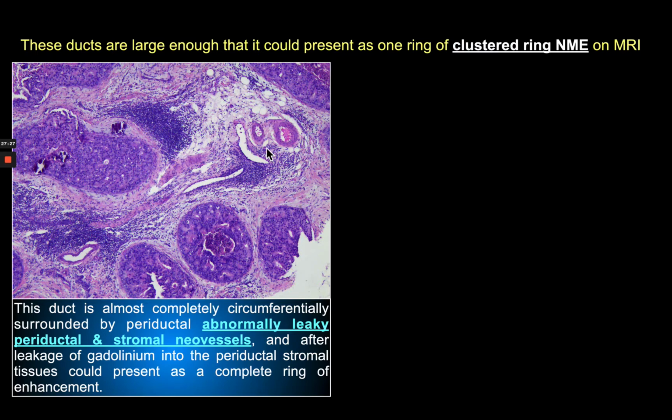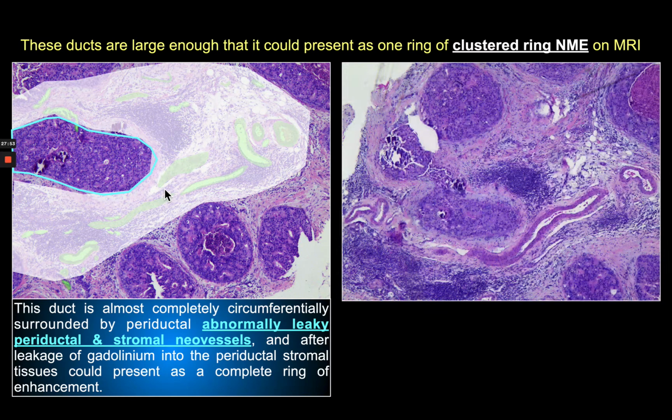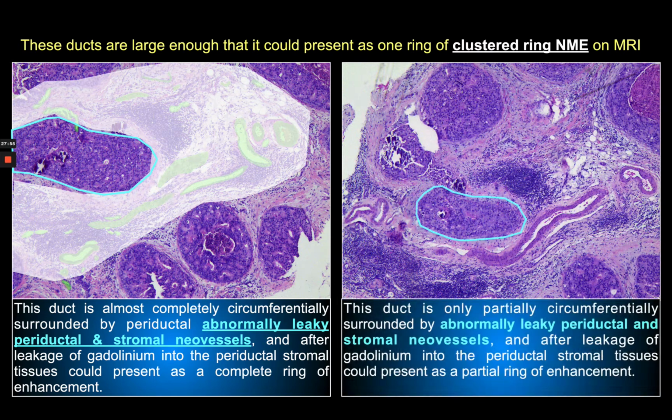Now, this is a grade 3 with tremendous periductal desmoplasia, the pink stuff around the duct, and tremendous periductal lymphocytic response. If I draw the neovessels in, if I highlight them with green and say they're abnormally leaky, that's where contrast is going to leak out. This shows how we get our ring enhancement. It's the abnormally leaky stromal and to a lesser extent periductal vessels that give us the clustered ring enhancement, or the Tram Trax if we're parallel to the long axis of the duct.